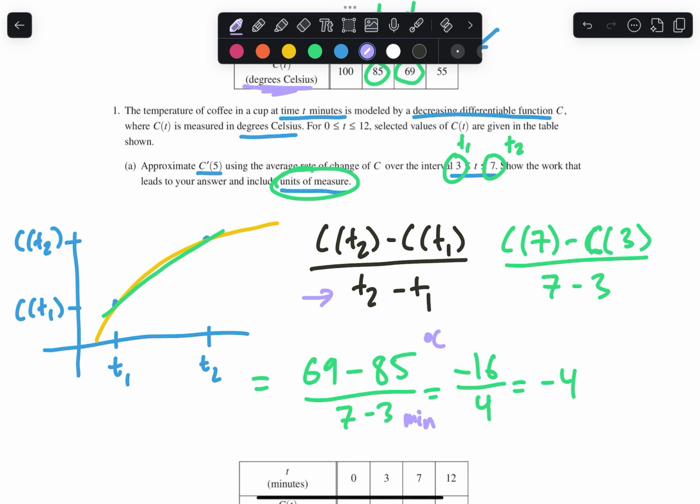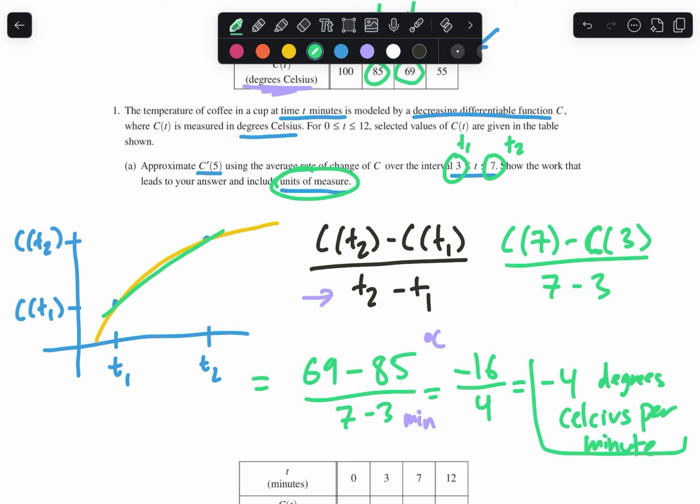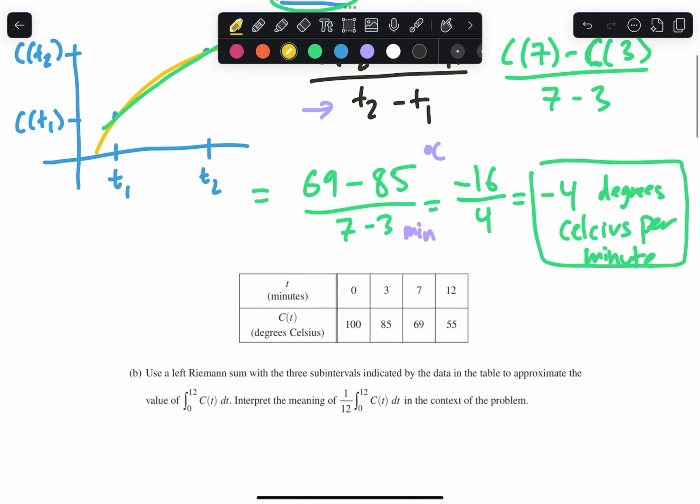So when we take the unit at the top, the numerator, degrees Celsius, and divide it by minutes, go ahead and write that this is going to be minus 4 degrees Celsius per minute. Okay, and that is our final answer for part A. Make sure you have the units. You're going to lose a point if you don't have them, if you just leave it at minus 4. All right, let's move on to the next problem.